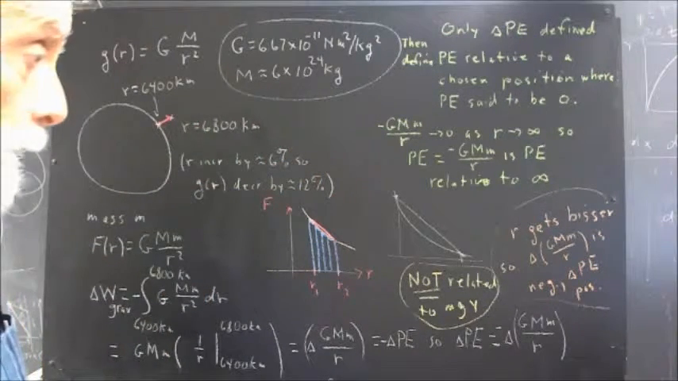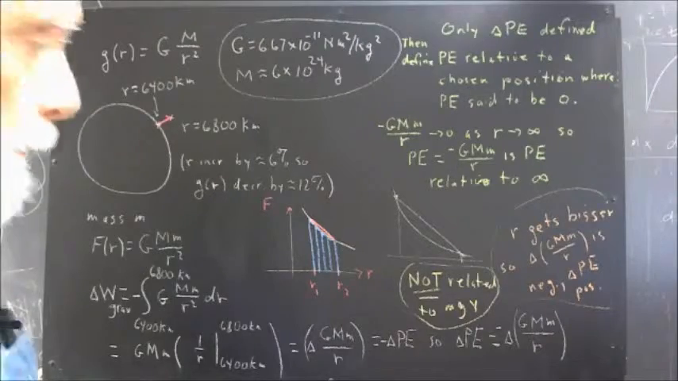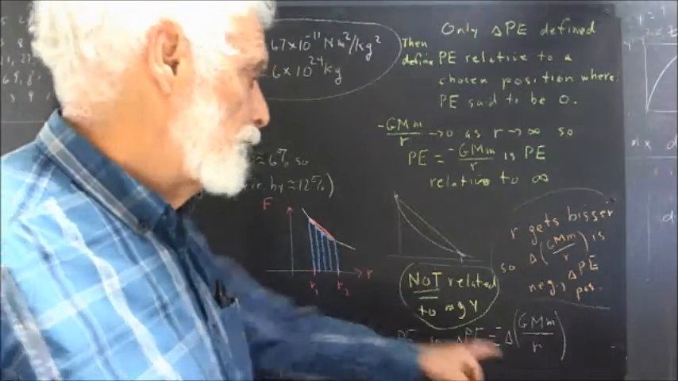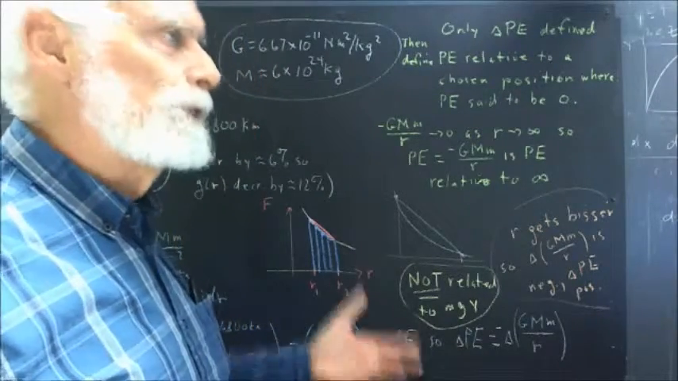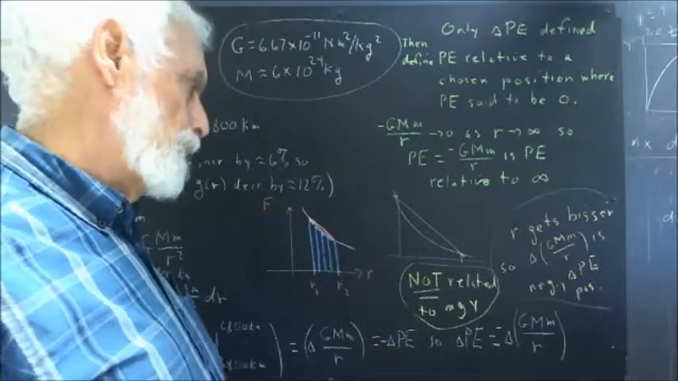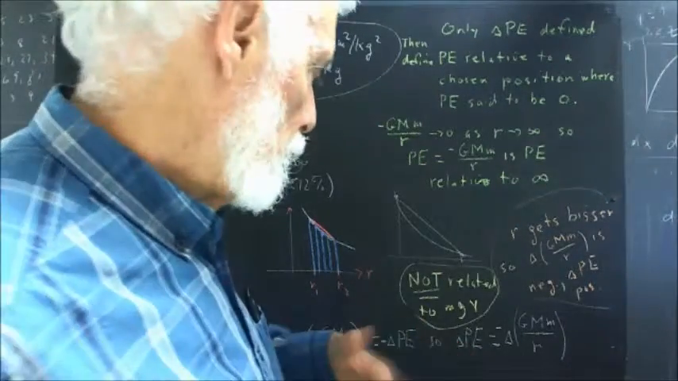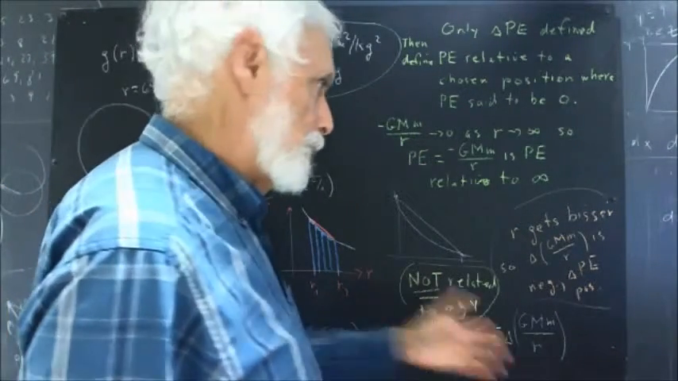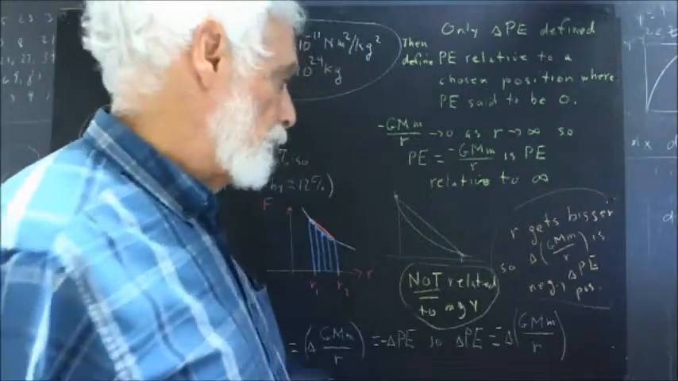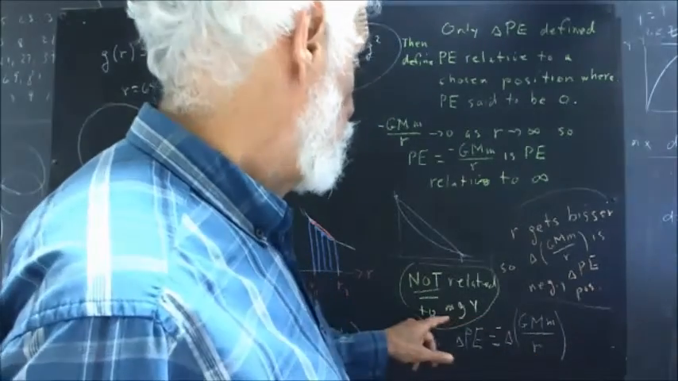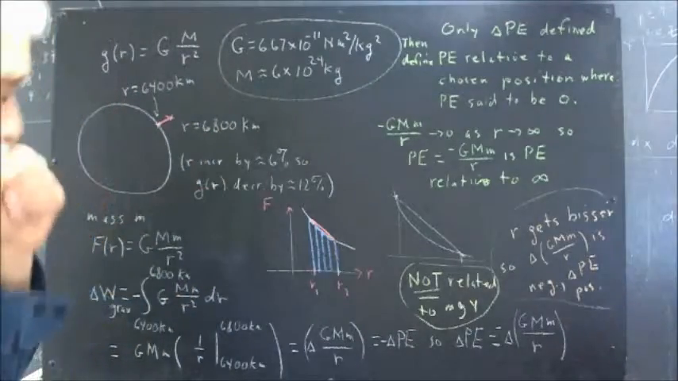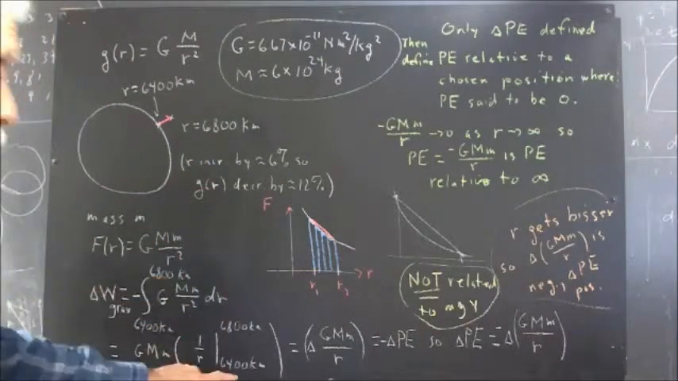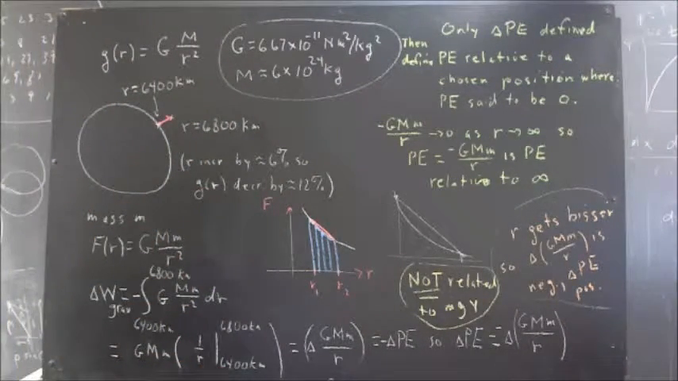Okay, the other part, as I mentioned, this is not related to MGY. I mean, it's related in the sense that it's work done by gravity between a couple of points, but the two situations are completely different. Although this one would reduce to this one for very small changes in R near the 6,400 kilometer radius of the Earth.